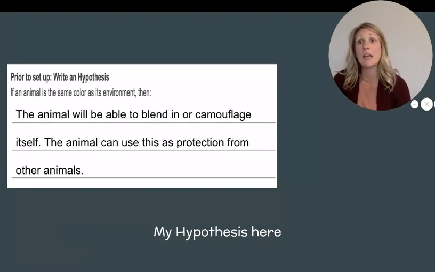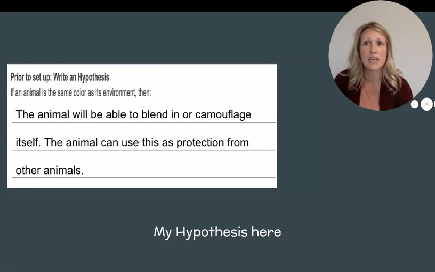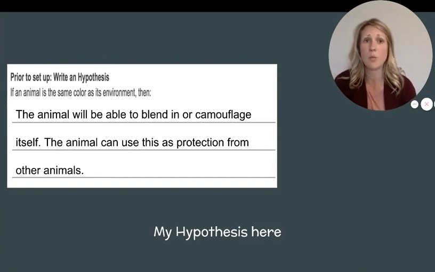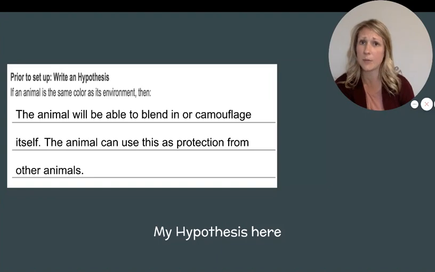Here is mine. If an animal is the same color as its environment, then the animal will be able to blend in or camouflage. There's that word, camouflage, itself. The animal can use this as protection from other animals. So that would be an example of what my hypothesis will be. We'll come back to our hypothesis at the end when we do our reflection after we complete the inquiry activity.